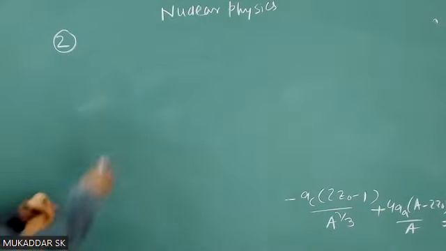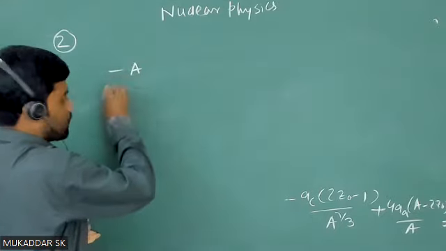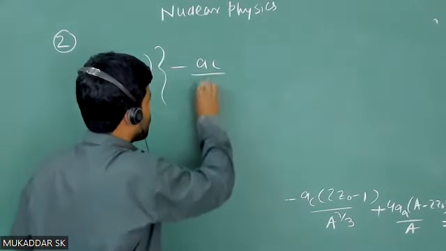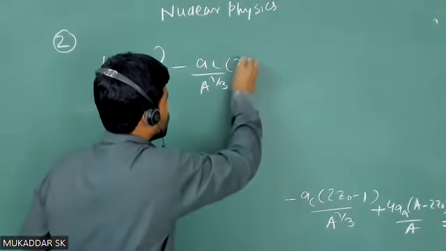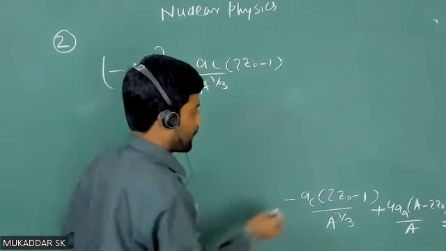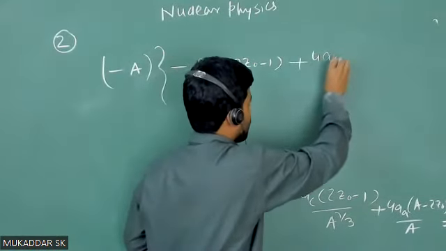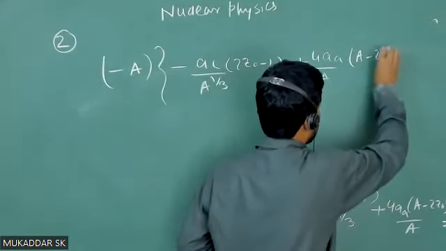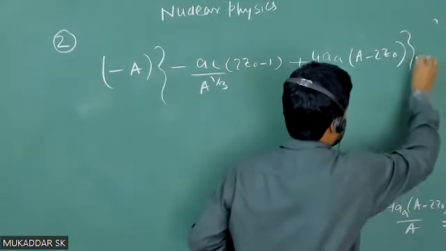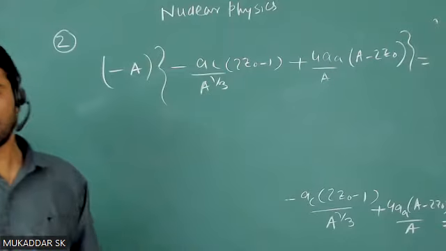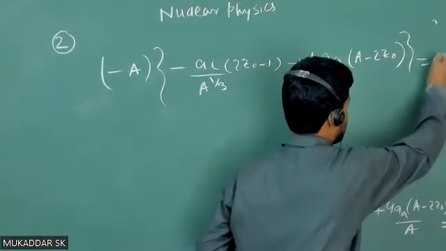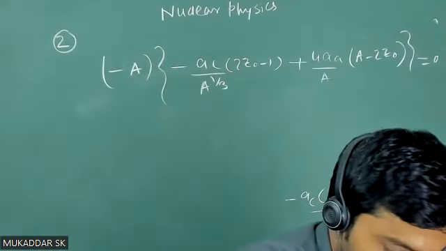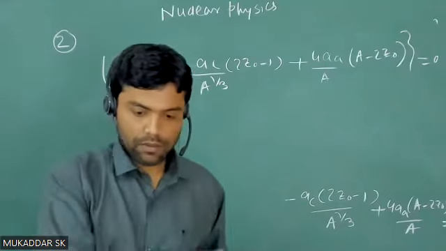Now I'll multiply both sides by minus A. So you have A_C A^(1/3) (2Z0 minus 1), and then we'll have 4A_a A, then you have A minus twice Z0, and that is equal to 0 times minus A on the right hand side. That will again be 0.